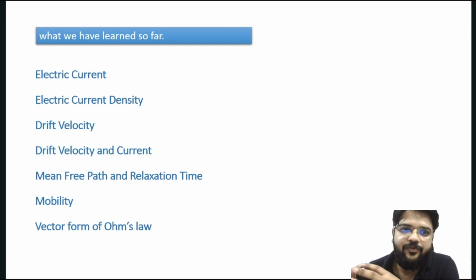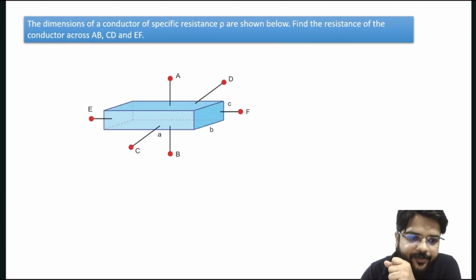In the previous class, what we have learned: electric current density, drift velocity and current, mean free path and relaxation time, mobility, vector form of Ohm's law. So in today's class, first of all, we will discuss some numerical based on this concept. Alright. So let's see question number first, everyone.